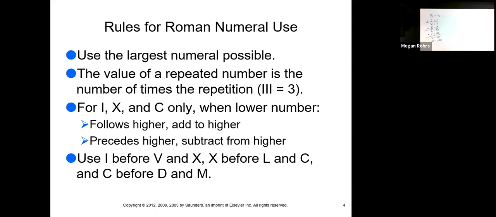I would suggest turning in your book to page 62. That way you have these rules right next to us as we follow along, as I go through these examples here.